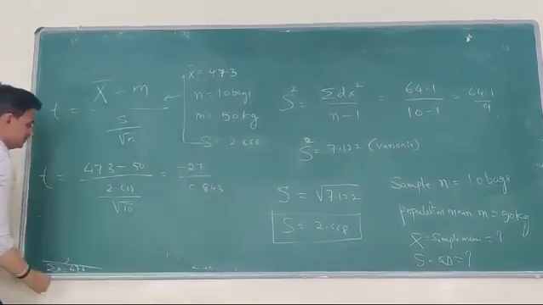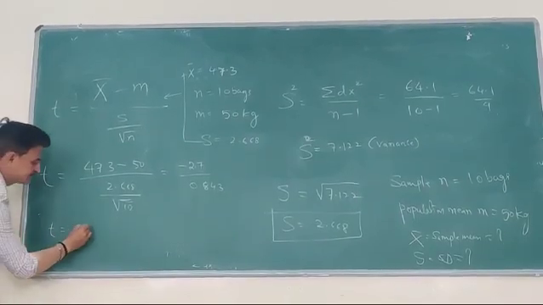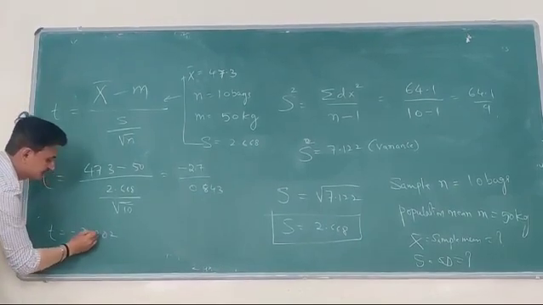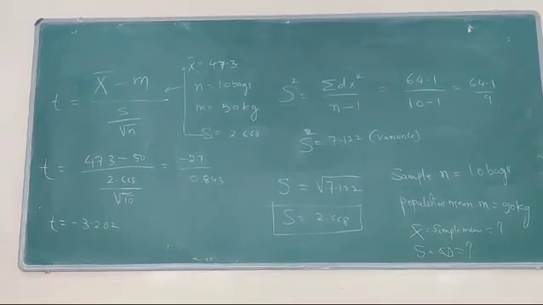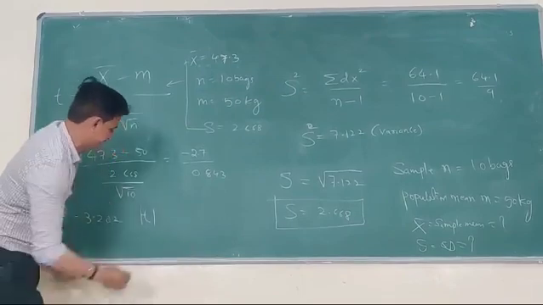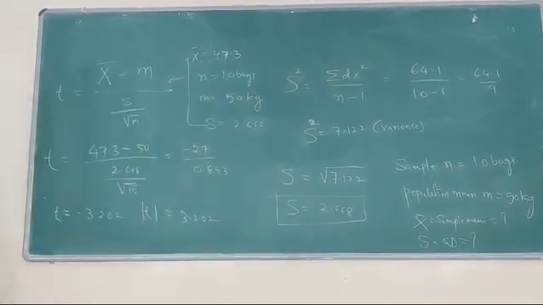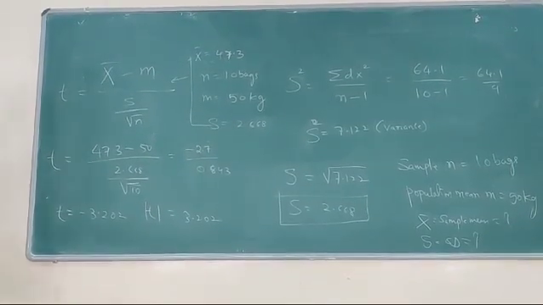If we divide both these values, how much are you getting? 0.843. So t equals minus 3.202. See, a negative. The t value is not going to come as negative, so we have to put it in modulus. So the t modulus is nothing but 3.202. So this is the t calculated value.